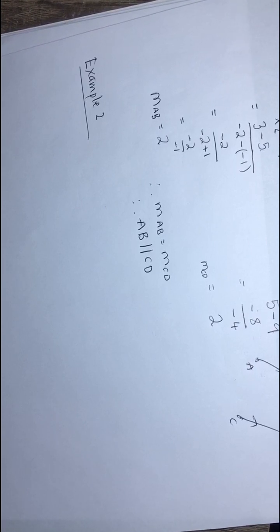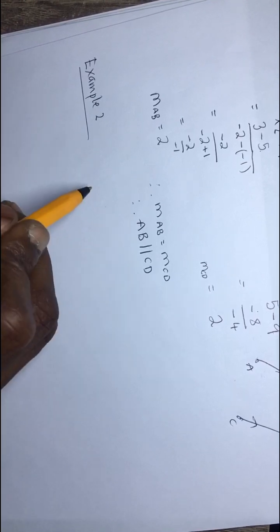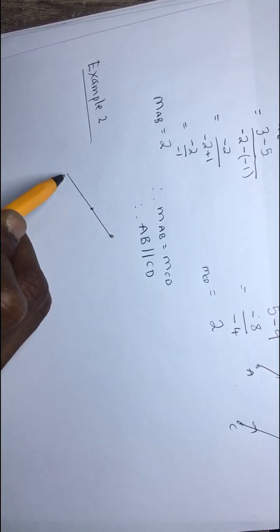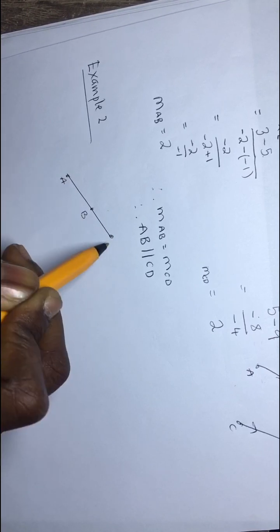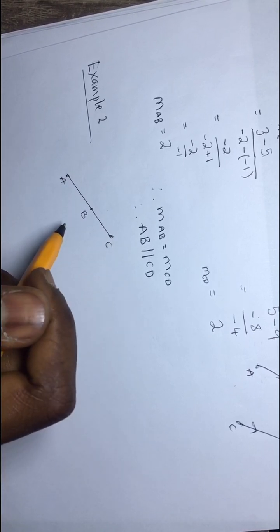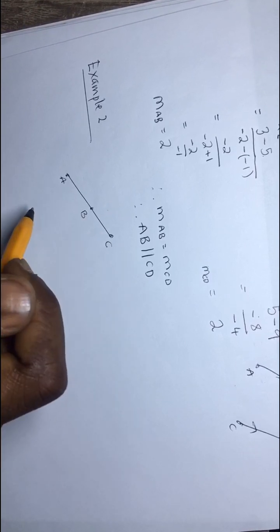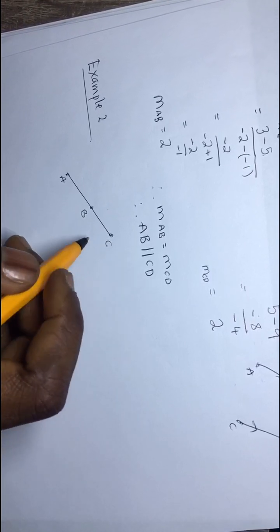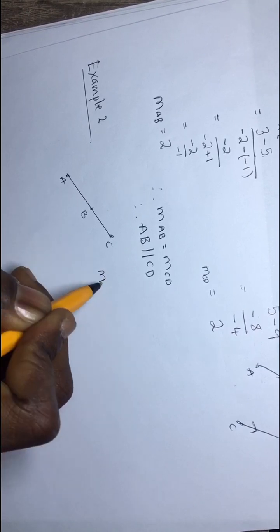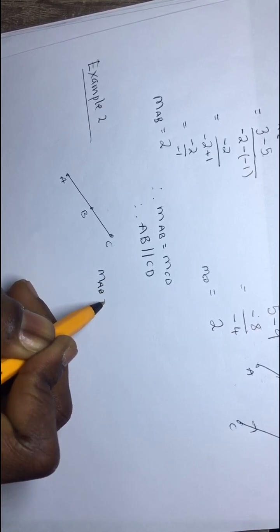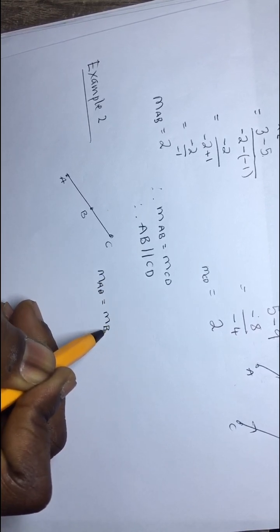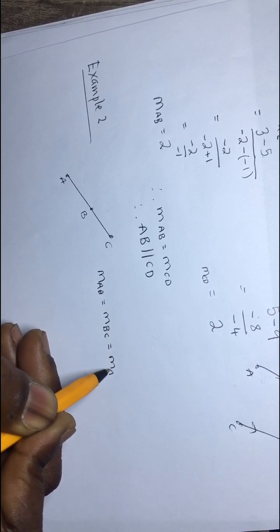We said that to find collinear points, collinear are points that are on the same line. Let's say we've got points A, B, C. If the points are on the same line, their gradients must be the same. So the gradient between AB must be the same as the gradient between BC, must be the same as the gradient between AC.